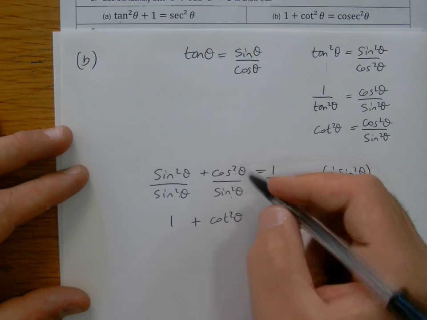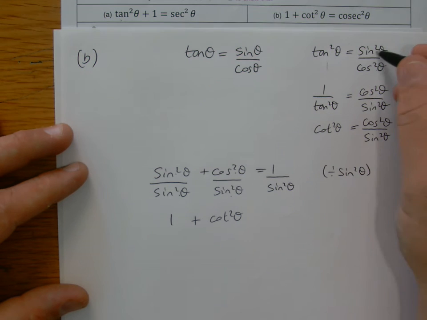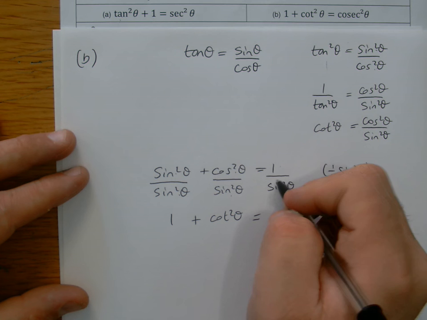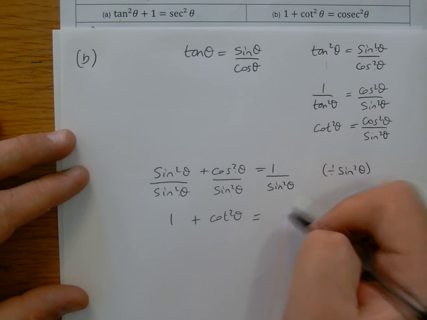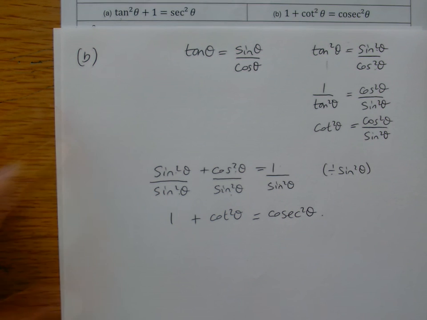You just have to remember that, because you know sine over cos is tan, you know sine squared over cos squared is tan squared, so the flip of it will be cot squared. And then 1 over sine squared, well, you know 1 over sine is cosec, so 1 over sine squared is cosec squared theta. So that's a good way, in A and B, of remembering how to derive these equations in an exam situation.